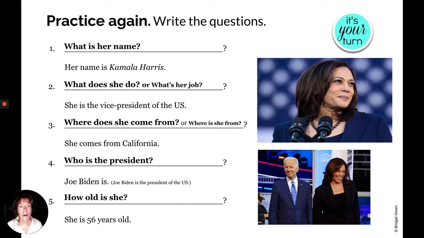Where does she come from? Or where is she from? She comes from California. Who is the president? Joe Biden is. Or Joe Biden is president. Notice this one is a subject question. Okay? She's 56 years old. How old is she? 56. That's a very good age.